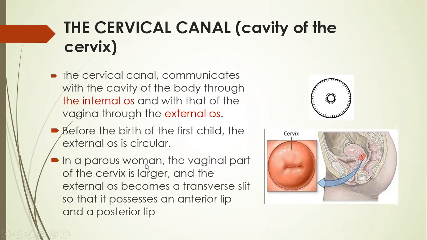In a parous woman, after delivery, the vaginal part of the cervix is larger and the external os becomes a transverse slit, as you can see here. Instead of being rounded, it now becomes a transverse slit after multiple pregnancies and deliveries. So it possesses an anterior lip and a posterior lip. This is the anterior lip, and this is the posterior lip. This is how it looks when you see through the vagina.